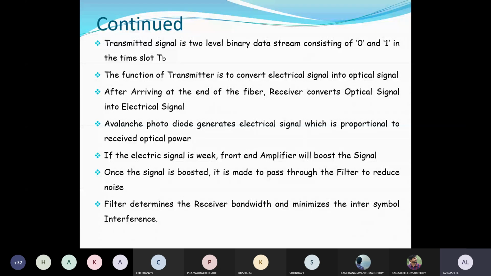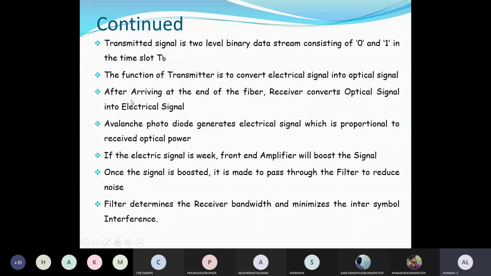And after arriving at the end of the fiber, that means the optical signal arriving at the end of the fiber, the receiver converts optical signal into electrical signal. That is the function. So after arriving at the end of the fiber, the receiver converts optical signal into electrical signal.